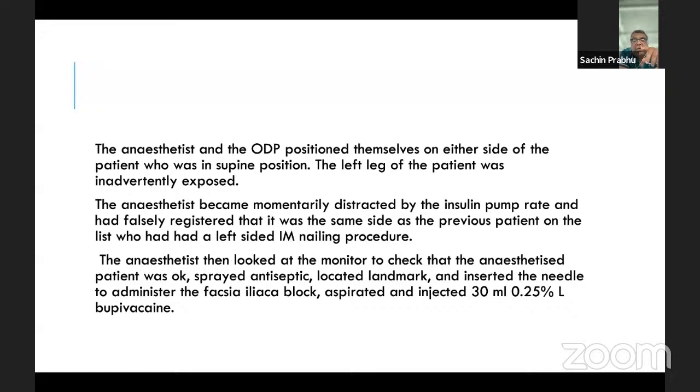During the positioning, now remember, this is a right-sided neck of femur. The left side of the patient was exposed. At the same time, the insulin pump started alarming, which distracted the anesthetist. So they changed the rate or whatever it is, put the alarm off, and they went back to the block. Now everybody's forgotten this is the right-sided one, not the left-sided.